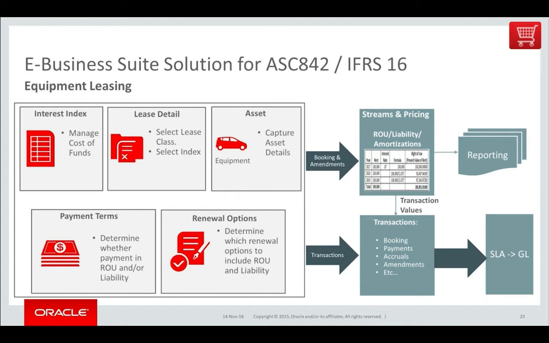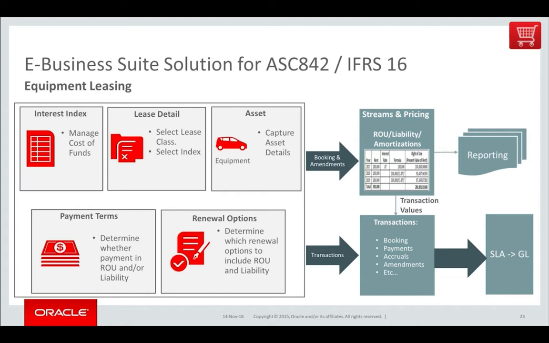So not all payments will be included. In the example earlier, things like service, you wouldn't include in your ROU or liability, but your rent you would include. Things like tenant improvements, things of that nature, you probably wouldn't include in your liability, maybe your ROU. So that's a decision you'll have to make. Same thing with renewal options. You capture renewal options.